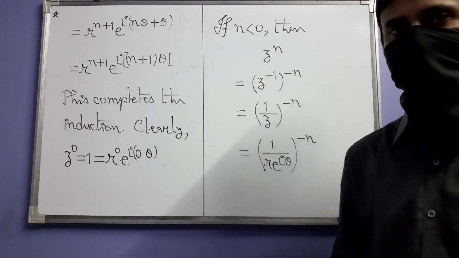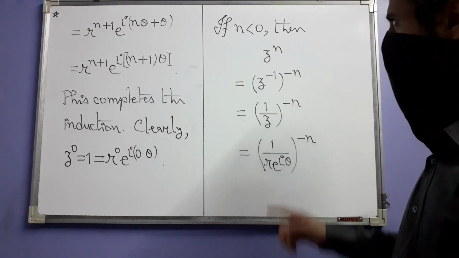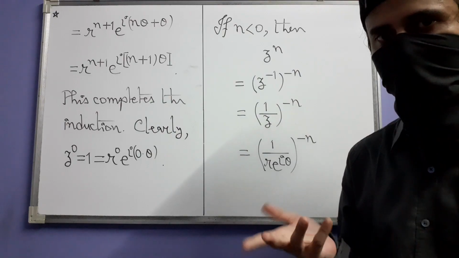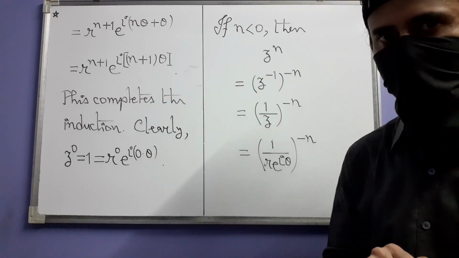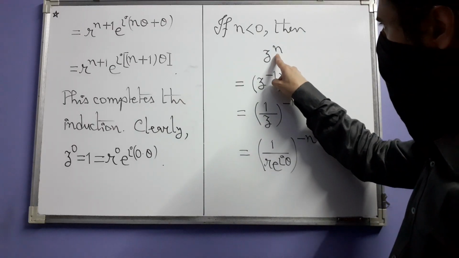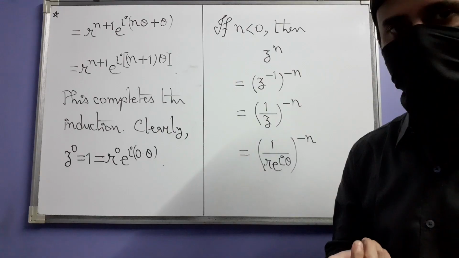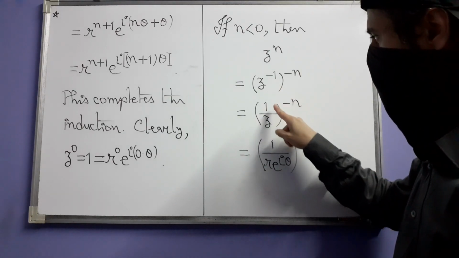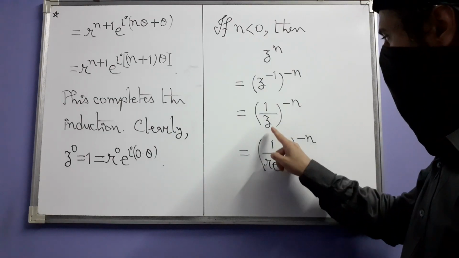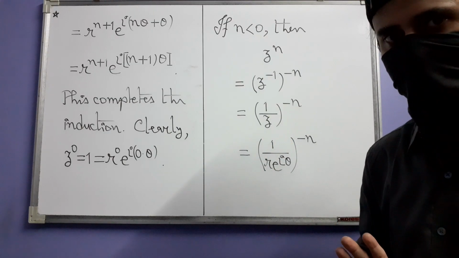And finally we assume that n is negative, n is a negative integer. Then by one of the rules of exponents, which is there for the complex number system as well, just like we have it for the real number system, the nth power of z is z to the power minus 1 to the power minus n. This however is just the multiplicative inverse of z, and then in place of z we write what it is, r times e to the power I theta.